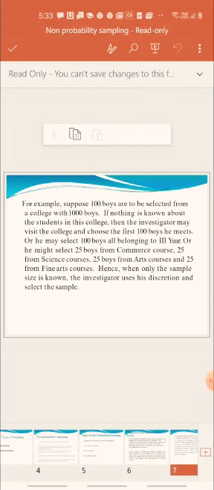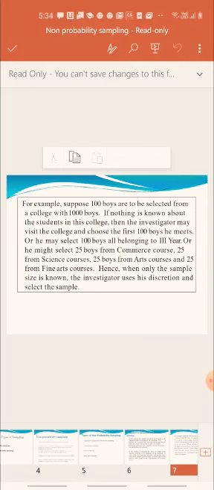Or he may select 100 boys all belonging to the third year, or second year, or 25 boys from the commerce course, 25 from science, arts, etc. We know that 100 boys are to be selected, but we don't know from where they are to be selected. So here only the sample size is known, and the investigator uses his discretion and selects the sample.